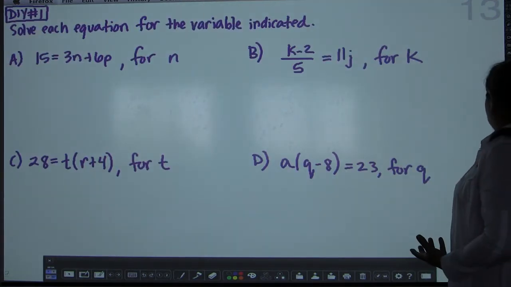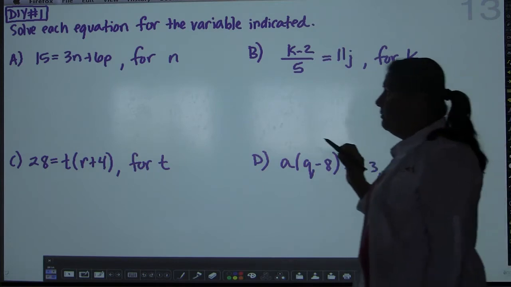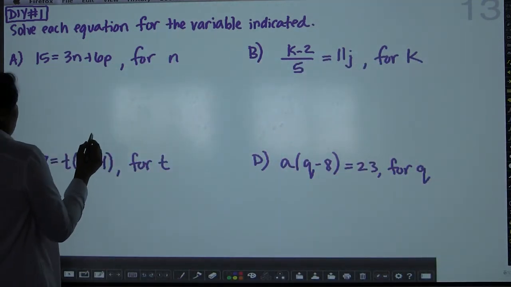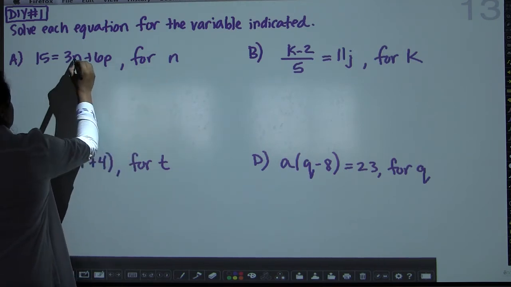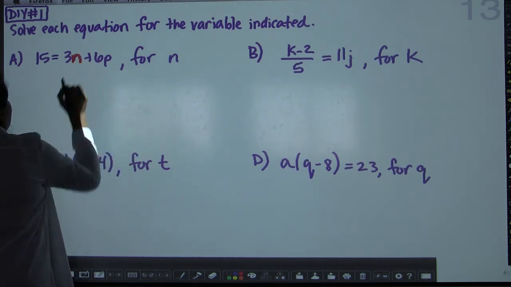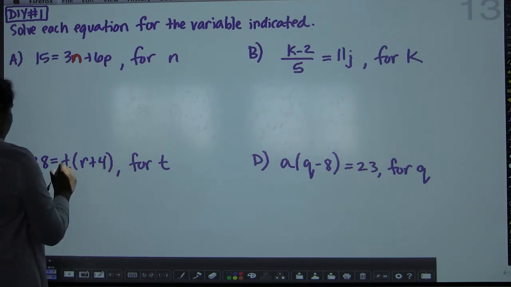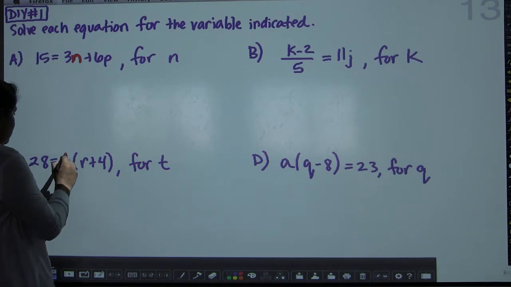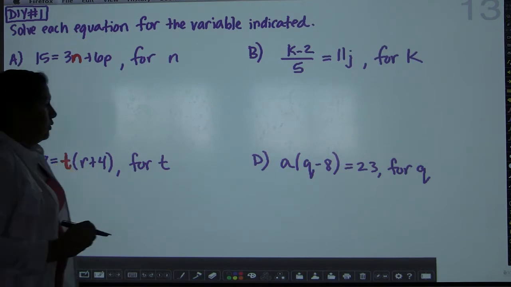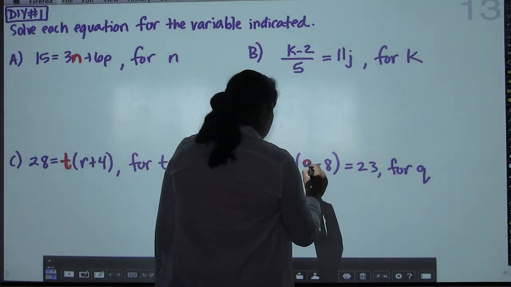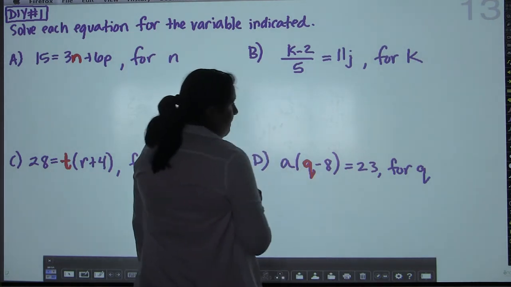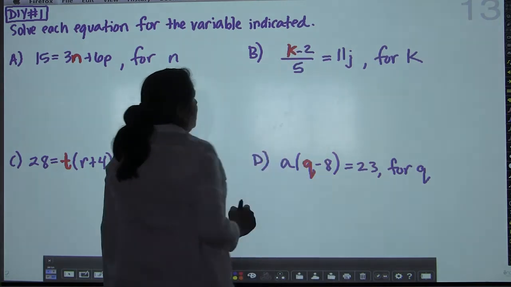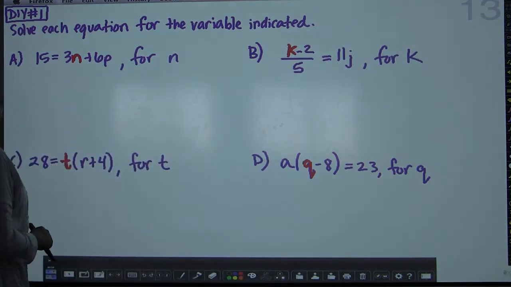Again, remember that you want to identify in each problem what the variable actually is. So I'm going to help you out. This says for n, so then n in red there becomes the variable. This one says for t, so t becomes the variable. Everything else is just another little number. We have over here for q, and then over here we have for k. In each situation, you want to remember what the actual variable is.